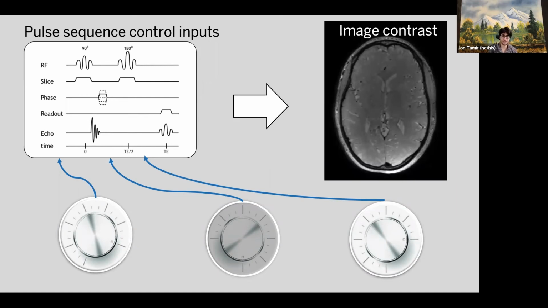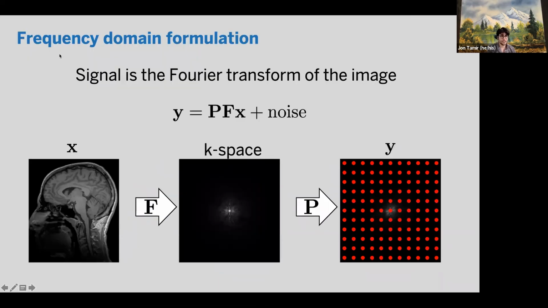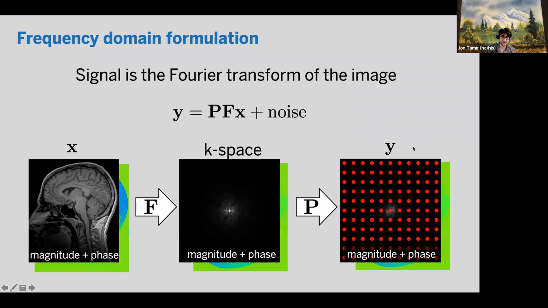So that's how the signal acquisition is done. But then we also have to collect the data itself. MRI has this really nice formulation in the frequency domain where we can say that the signal is the Fourier transform of the image that we're acquiring plus noise. And so, for example, we have an image X. It goes through a spatial Fourier transform into the measurement domain, which we call K-space. And then that's sampled at particular K-space locations to give us our measurements Y. And it's important to note that in MR, everything is complex valued. So in addition, we're working with magnitude and phase data.